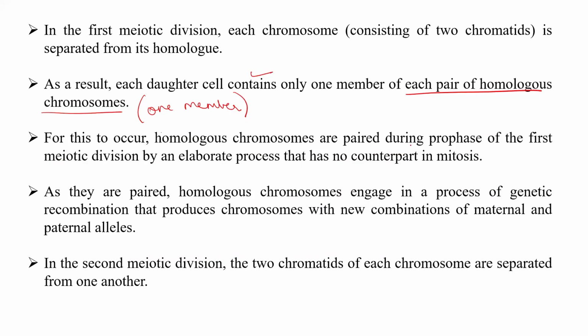For this to occur, homologous chromosomes are paired during the prophase of the first meiotic division, and this has no counterpart in mitosis.